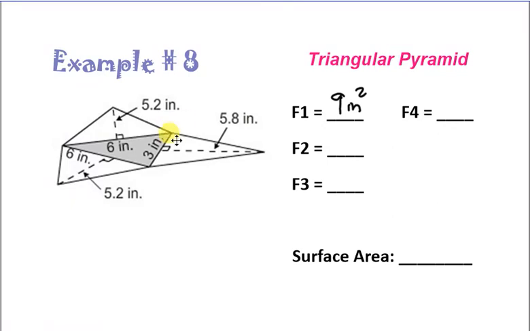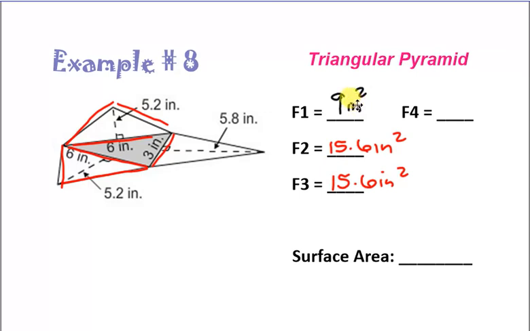Now, if you see this here, this side is 3, this side is 6, and this side is 6. So only these two triangles are going to match. This one here and this one here is going to match. This one's going to be different, okay? So I have a base of 6 and a height of 5.2. So 6 times 5.2 times 0.5. That's going to be 15.6 inches squared.